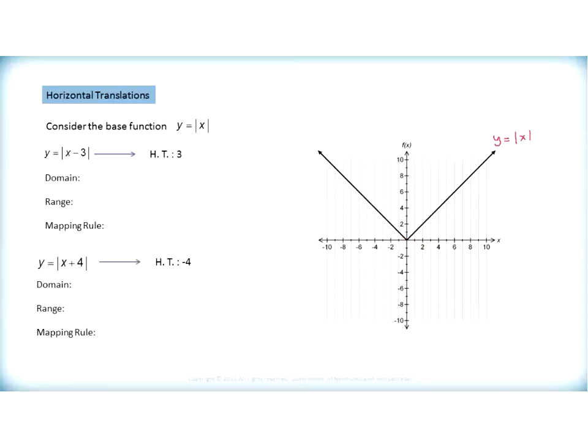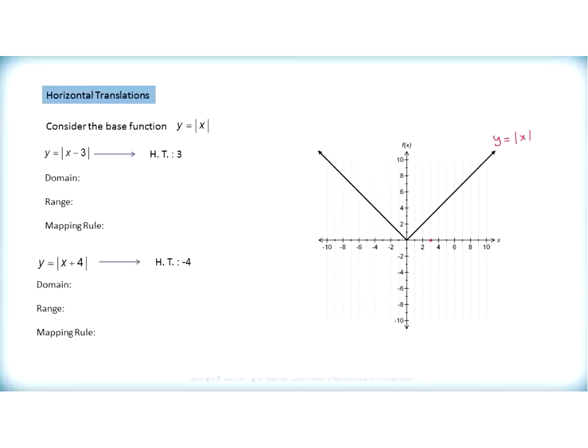So let's do that. Moving it 3 units to the right, I'm going to take the vertex and move it 3 units to the right. And every other point will move exactly the same. You'll notice that the slope of this line is -1 and the slope of this line is +1. So I need to simply construct 2 lines here, one with a slope of -1, one with a slope of +1. And that would represent the graph of the function.